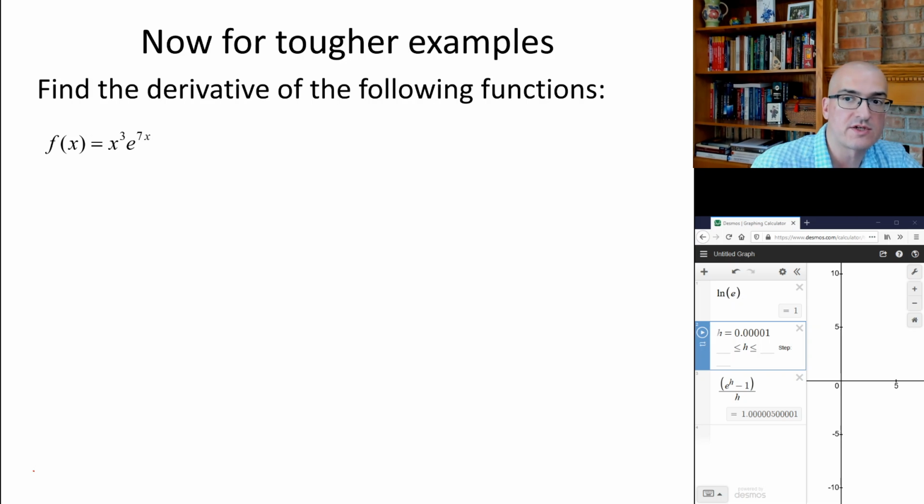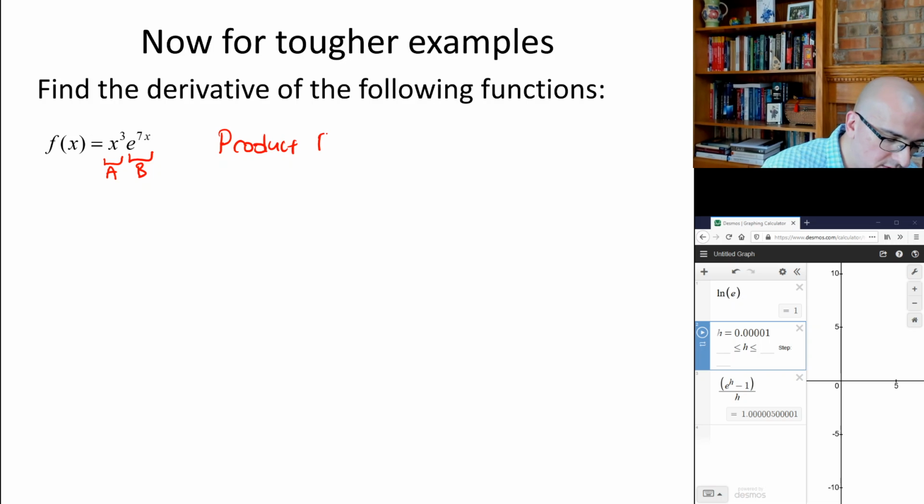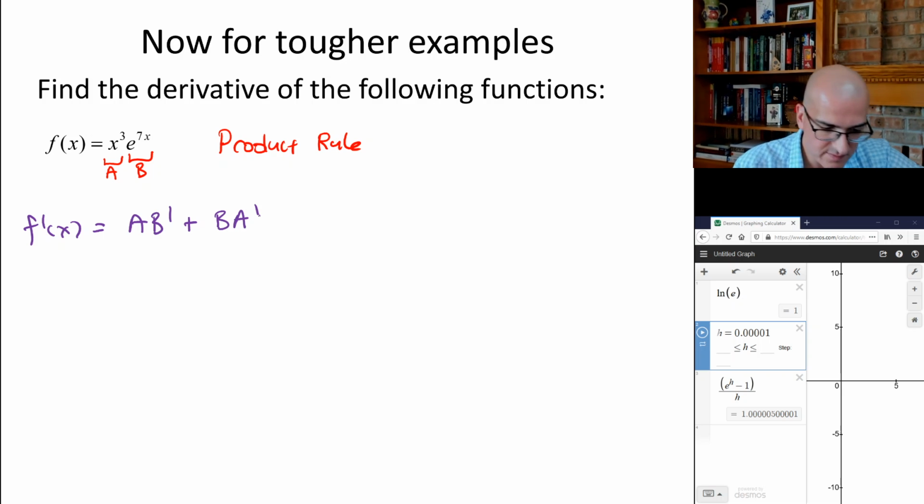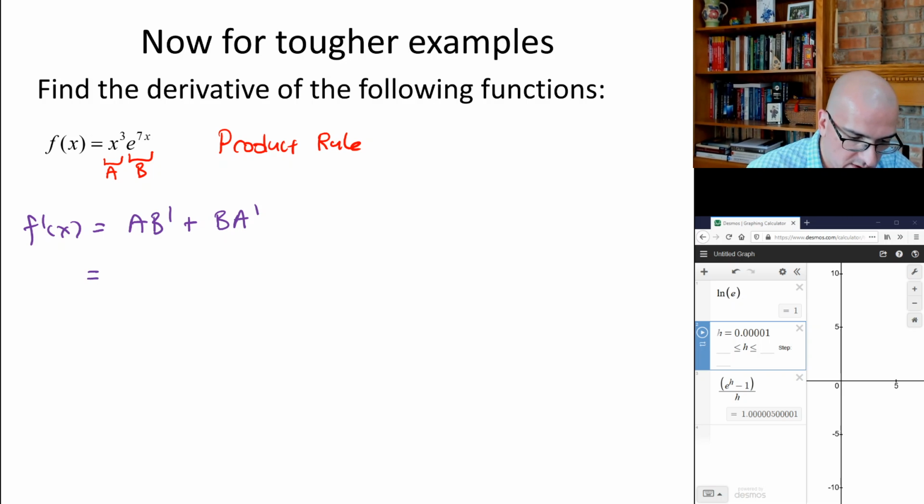So this f of x is two things multiplied together, an a and a b. The a is x to the power of 3, the b is e to the 7x. This means we need a product rule to take the derivative. So product rule will have a times b prime plus b times a prime. And I'll do those derivatives off to the side.